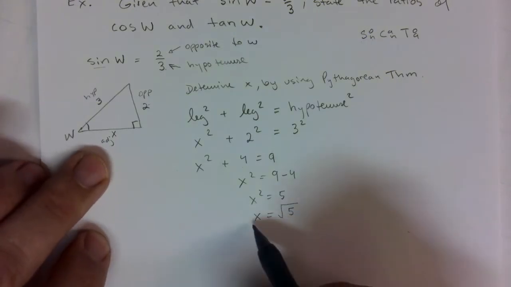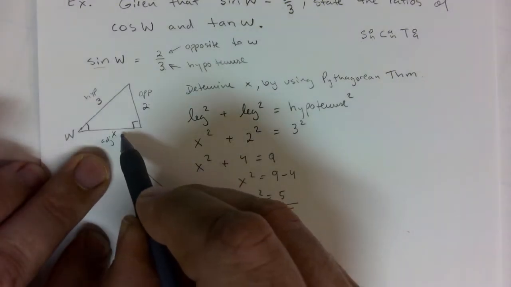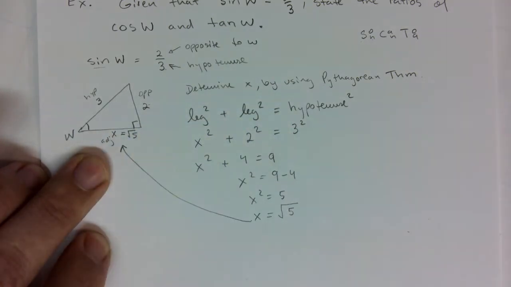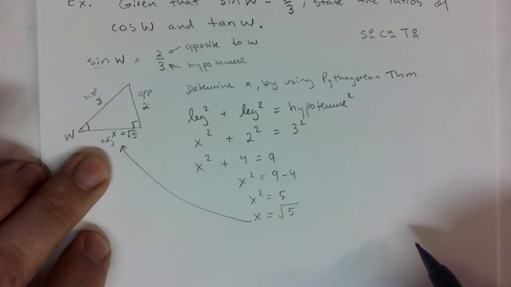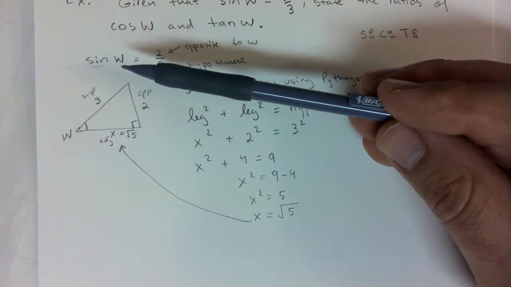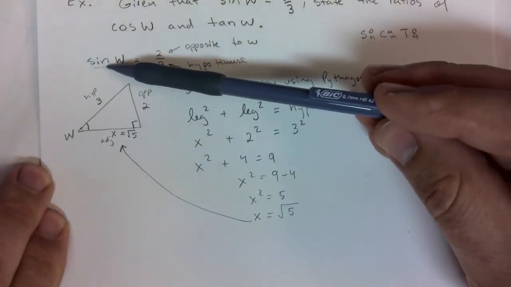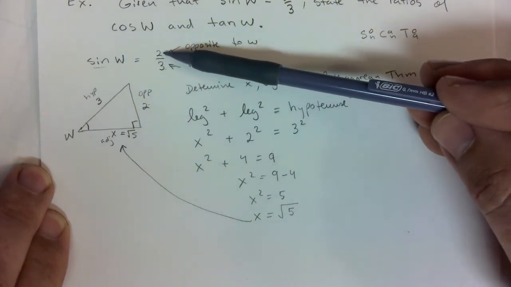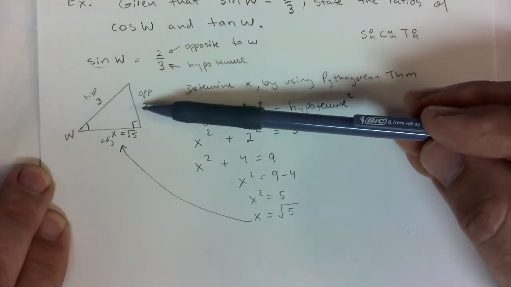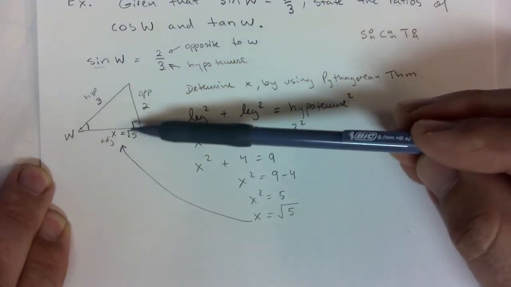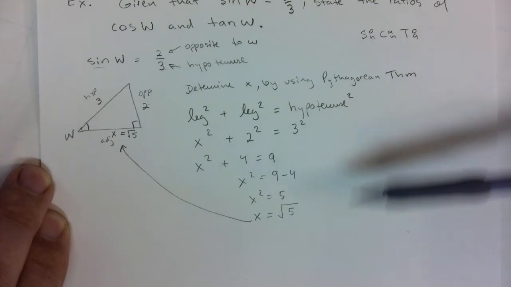Okay, now we know that this side here is root of 5. So now you have all three sides in that triangle. And how did it all start? Oh, this is sine. Okay, what do I know about sine? Well, the numbers across will represent the opposite and the hypotenuse. I plugged it in, opposite, hypotenuse. Given that I have two sides, I found the third side by using the Pythagorean Theorem.